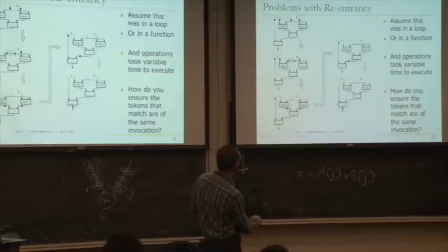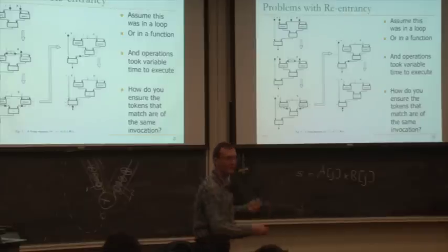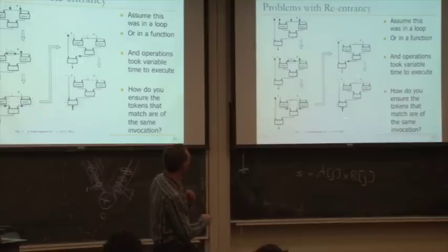Now assume that this was in a loop or in a function, and the operations took variable time to execute, meaning things arrived in different orders. Now how do you ensure that the tokens that match are of the same invocation? This AJ may take a long while to fetch from memory, and we'll see that later on. This may take a short time. And for different iterations, you can have variable latencies. There's nothing that guarantees that the two inputs that come to this node are from the same iteration. So how do you guarantee that?